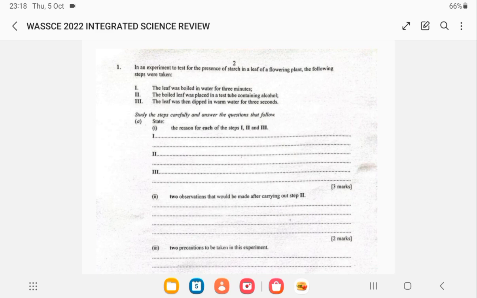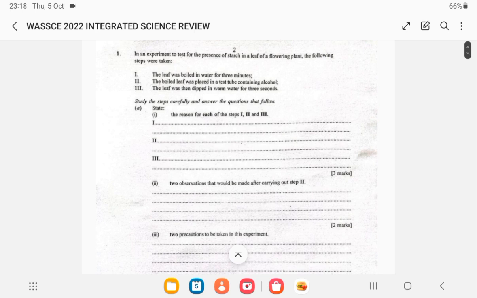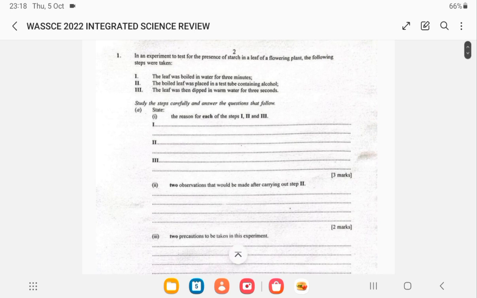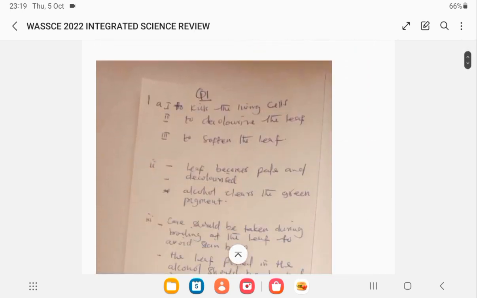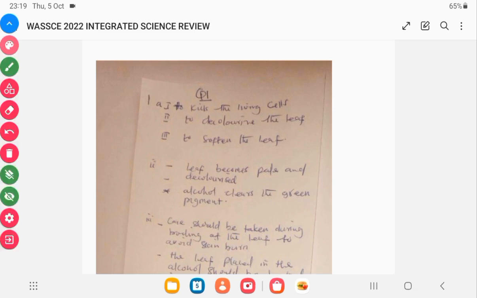And for question 1, it had to do with the experiment to test for the presence of starch in a leaf. So the first question was, state the reason for the following steps. The leaf was boiled in water for 3 minutes. So the reason why the leaf was boiled in water for 3 minutes: the leaf was boiled in water to kill the germs. It was put in alcohol to decolorize it, and then it was put in cold water to soften it.